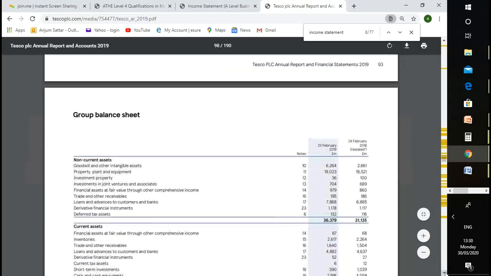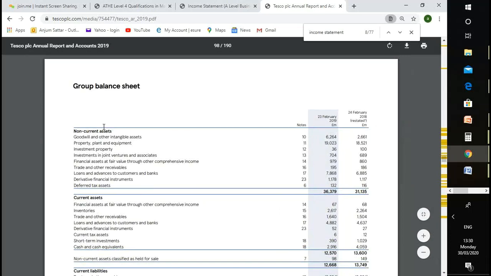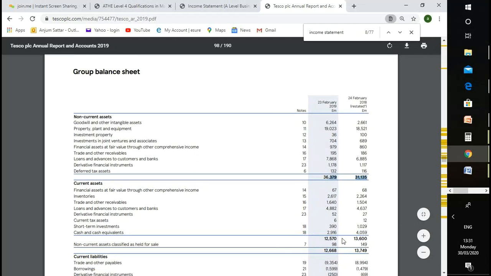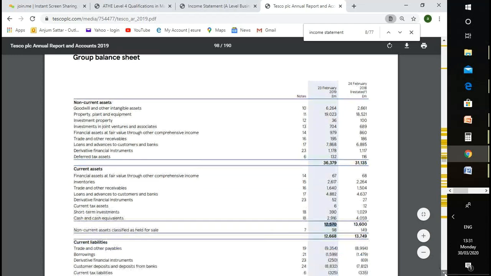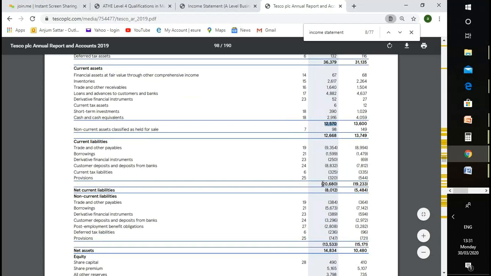Then the next statement we call the statement of financial position, or balance sheet. You will see how much the assets are worth. Non-current assets mean long-term assets, assets which we can use for more than a year. We'll see last year's figures, this year's figures and the total: how much property, plant, equipment and buildings we have. It has increased. We look at current assets, assets which we use within a year, whose figures keep changing within a year. We'll see last year's; this year it has dropped a bit.